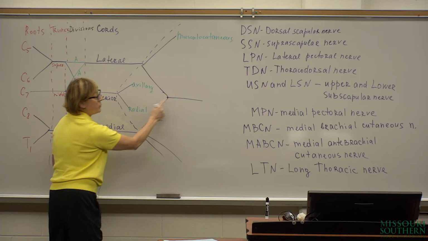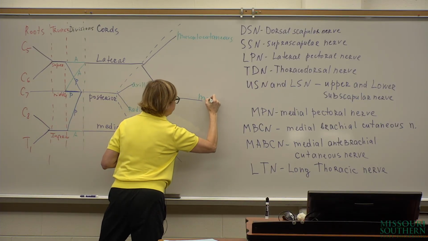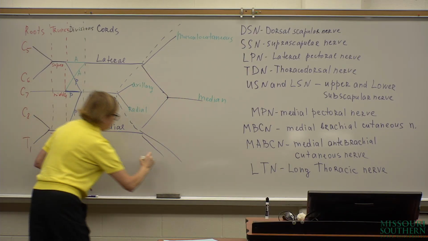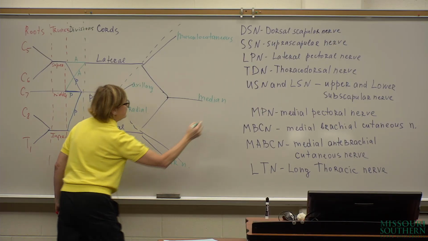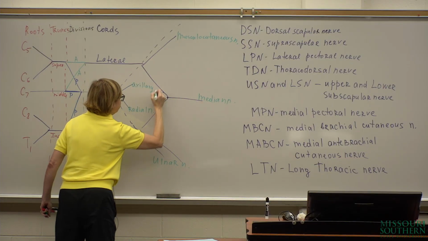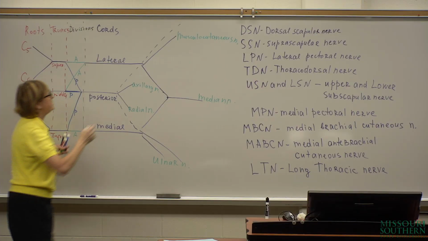Lateral and medial chords join, forming the median nerve. And the medial chord gives off the ulnar nerve. All of these are going to be the radial nerve and axillary nerve. So right now, these are branches.